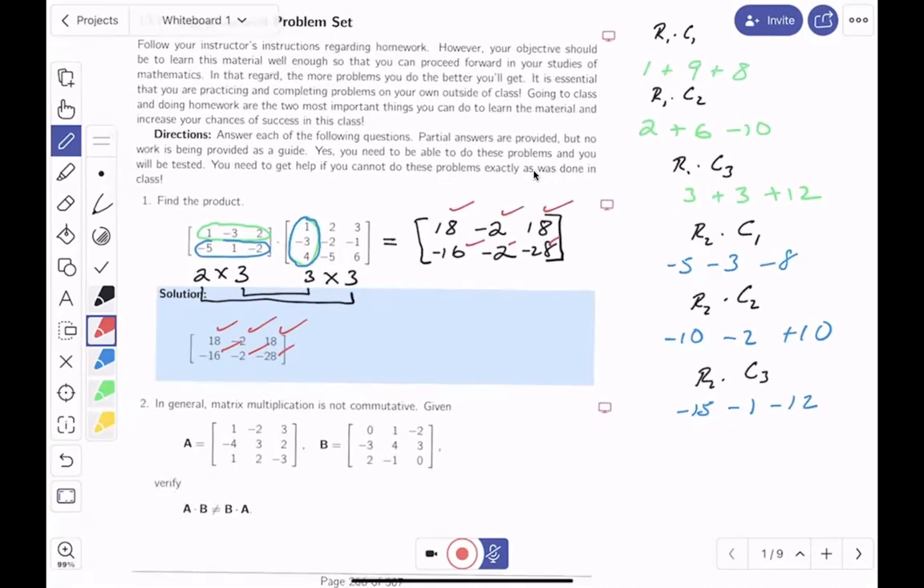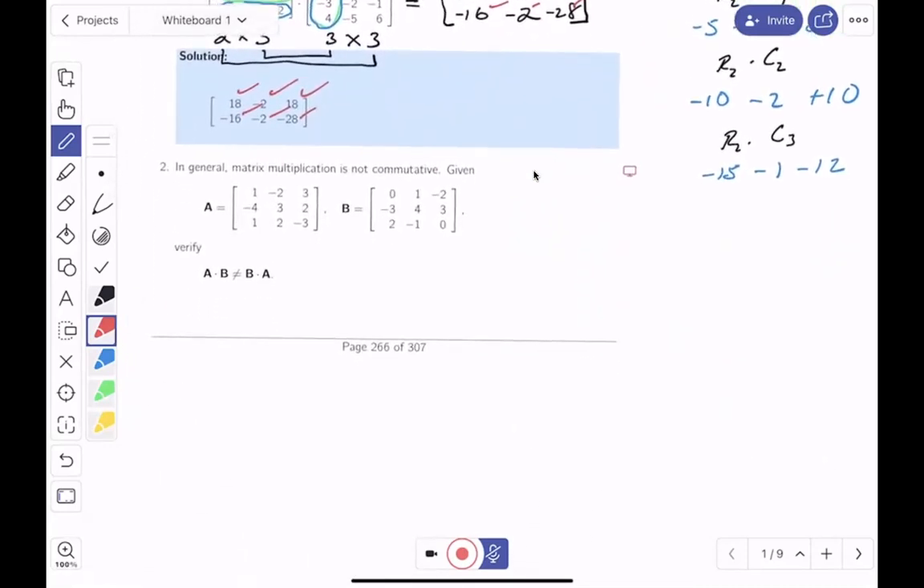All right, let's go to number 2. Number 2 says, in general, matrix multiplication is not commutative, but they give me A and they give me B, and they want me to actually compute the product A times B and then B times A. Again, it might seem tedious for you, but my take here is that I would like to be able to do it. All right, so I'm gonna do A times B first.